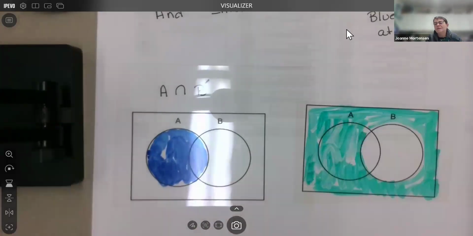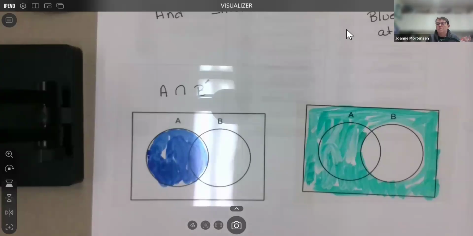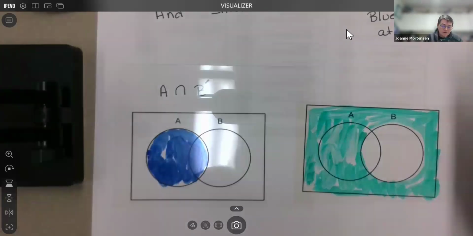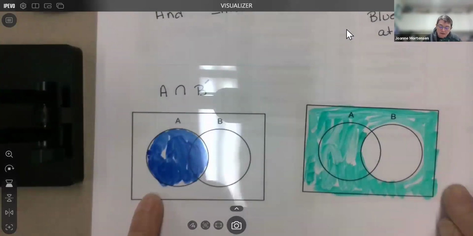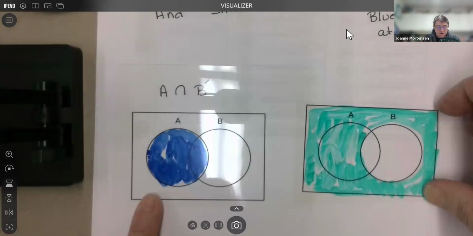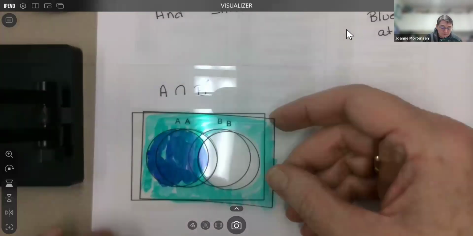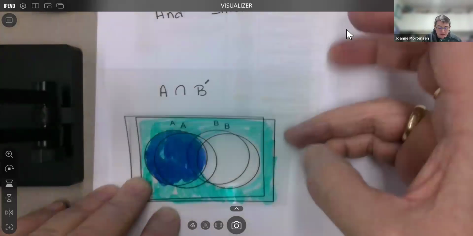I have a theory that you will need exactly 4 of these overhead projector things. Because A prime, B prime. And that should fix everything. All right. So this one's A, this one's B prime. And now we want the intersection. So I'm just going to superimpose them. Make it nice.